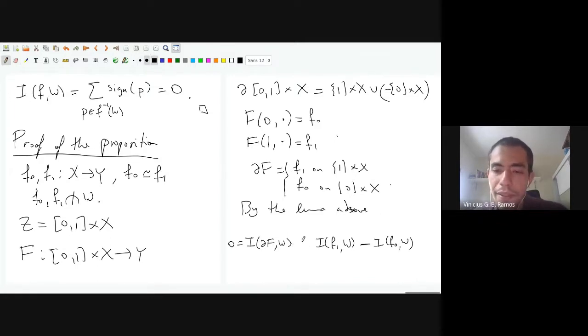So this one is F1, so it has the same orientation as F1, and this one has the orientation of minus F0, the opposite orientation of F0. That's why we get that I of F0 W is equal to I of F1 W. And that's it.